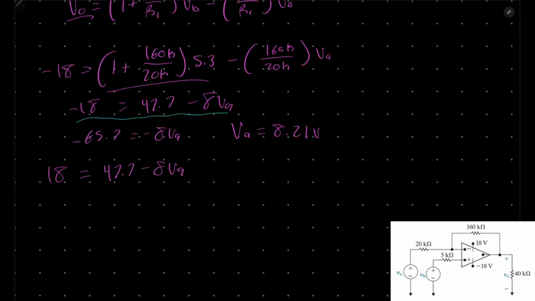18 minus 47.7 divided by negative 8. And this gives us a VA of 3.713 volts. Now we just compare these two, and we find that this is the smaller one, so this is our minimum, and for VA, the other will be our maximum.